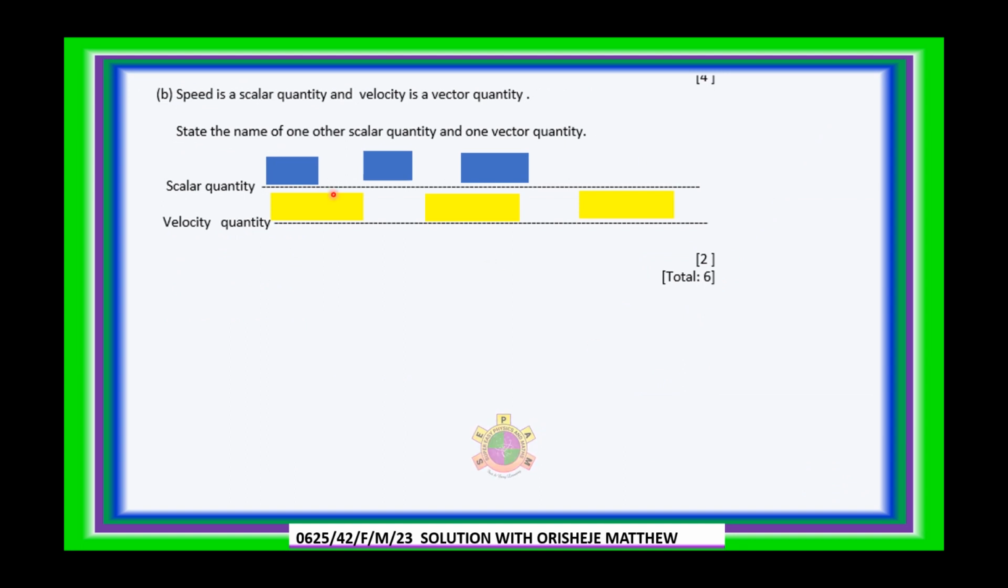So let's go. Speed is a scalar quantity and velocity is a vector quantity. State one other scalar quantity and one other vector quantity. So scalar quantity: mass, time, and volume. Then vector quantity: acceleration, momentum, and force. So with that, we have finished this question. Let's go to question 3.